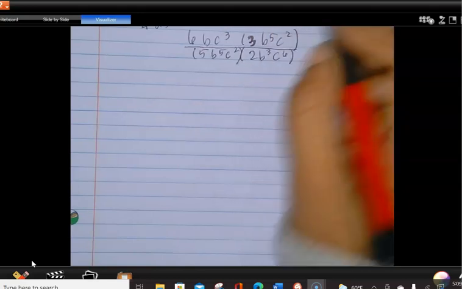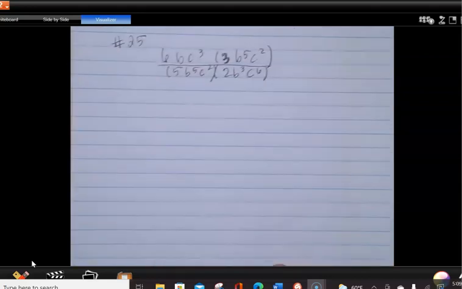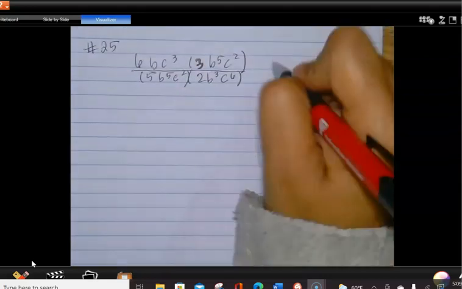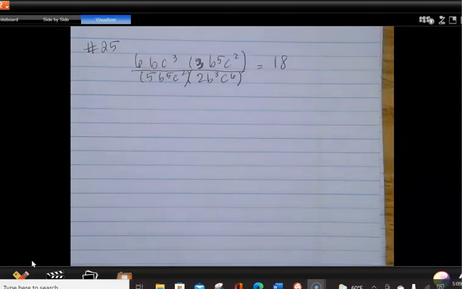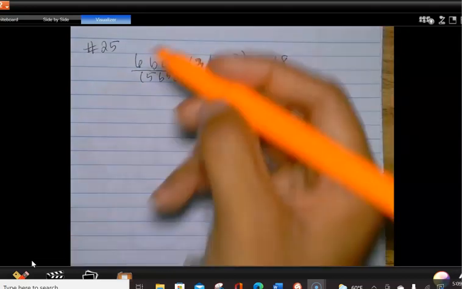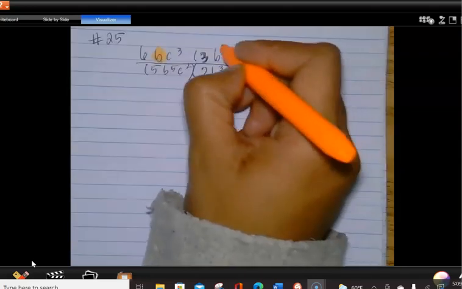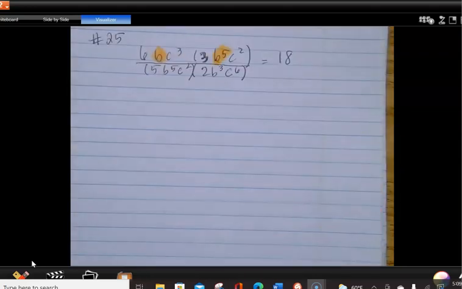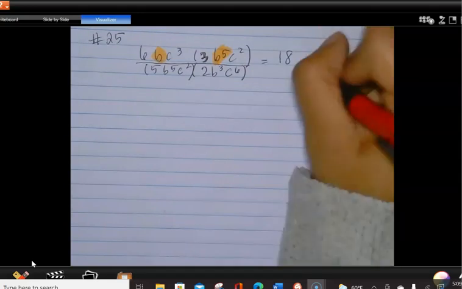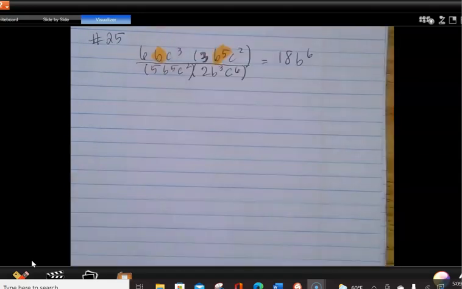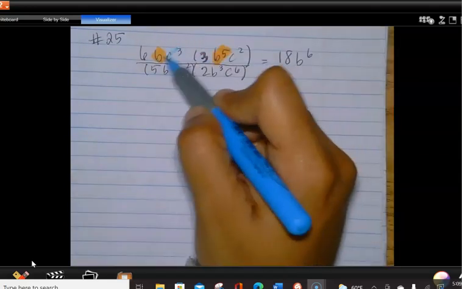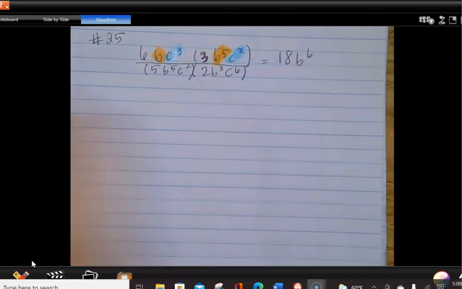All right, here we go. So for this one, again, like I said on the top, I got 18. And the cool thing about just going across with the numerator is I'm telling myself, hey, this is b to the 1. This is b to the 5th. So 1 plus 5 is b to the 6th. Now I'm going to do my c's. So I got c to the third and c squared. I got to add those for c to the fifth.